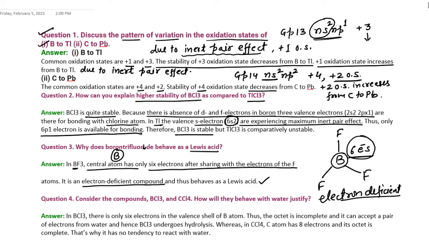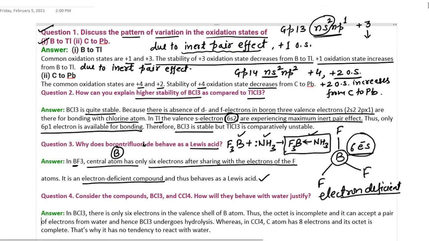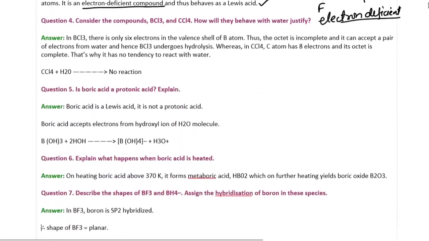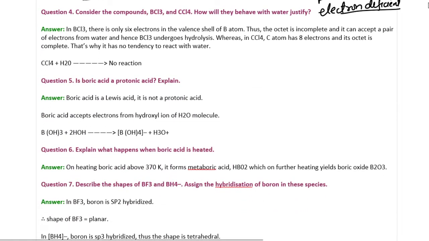Okay, that's why BF3 can react with ammonia to form an adduct like this. BF3 accepts electron pair from nitrogen, right? And that's why it forms an adduct. So ammonia acts as a Lewis base, BF3 acts as a Lewis acid. Okay. Then come to question number 4.